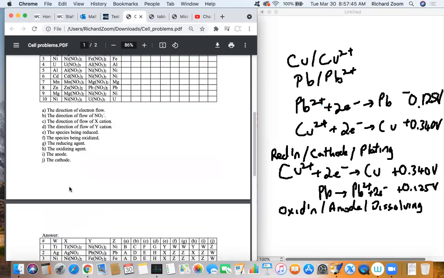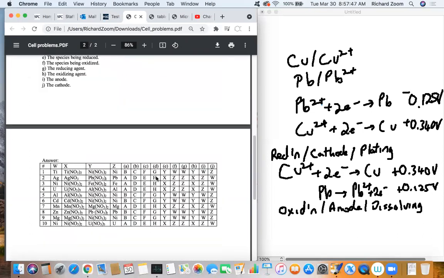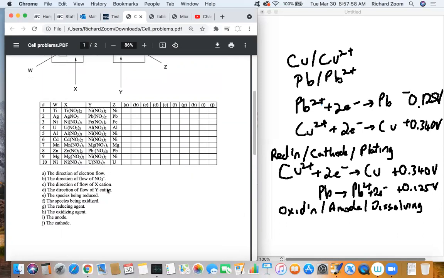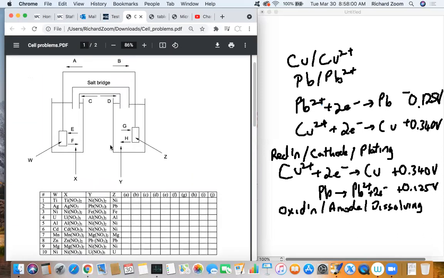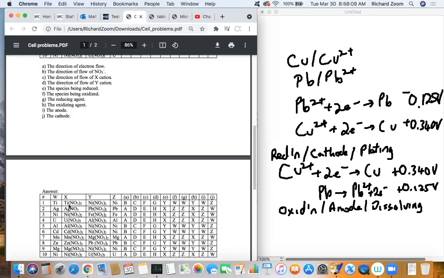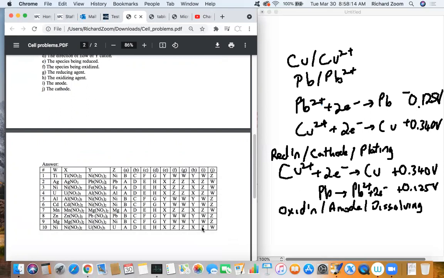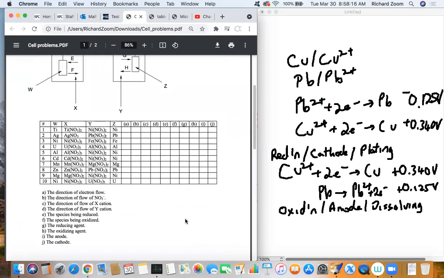And if you look at the answers, you'll see that they're not all the same. But you will notice that they do kind of follow a pattern here. And that all depends on what the anode and the cathode is. So in one case, the anode is W and the cathode is Z. In the other case, the cathode is W and the anode is Z. So it could be either way here, and that's going to determine what you're getting in each of these instances as the answers.